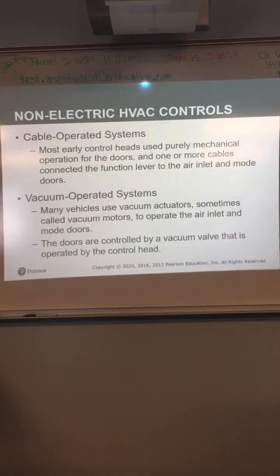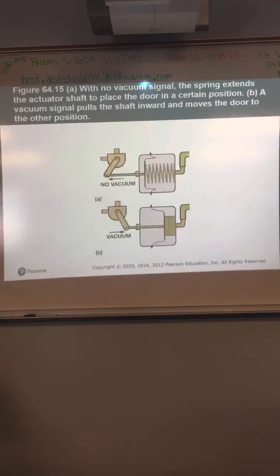Well, the older cars were all like that, and some of them may still use cable for some stuff, but for the most part, they've eliminated that. Then they went to vacuum operated systems that seemed to work a little bit better, and now they're all electronic through actuators. But they may still have some vacuum operated systems in them. Many will use vacuum actuators, sometimes called vacuum motors, to operate the air inlet and mode doors, controlled by a vacuum valve that's controlled by the control head.